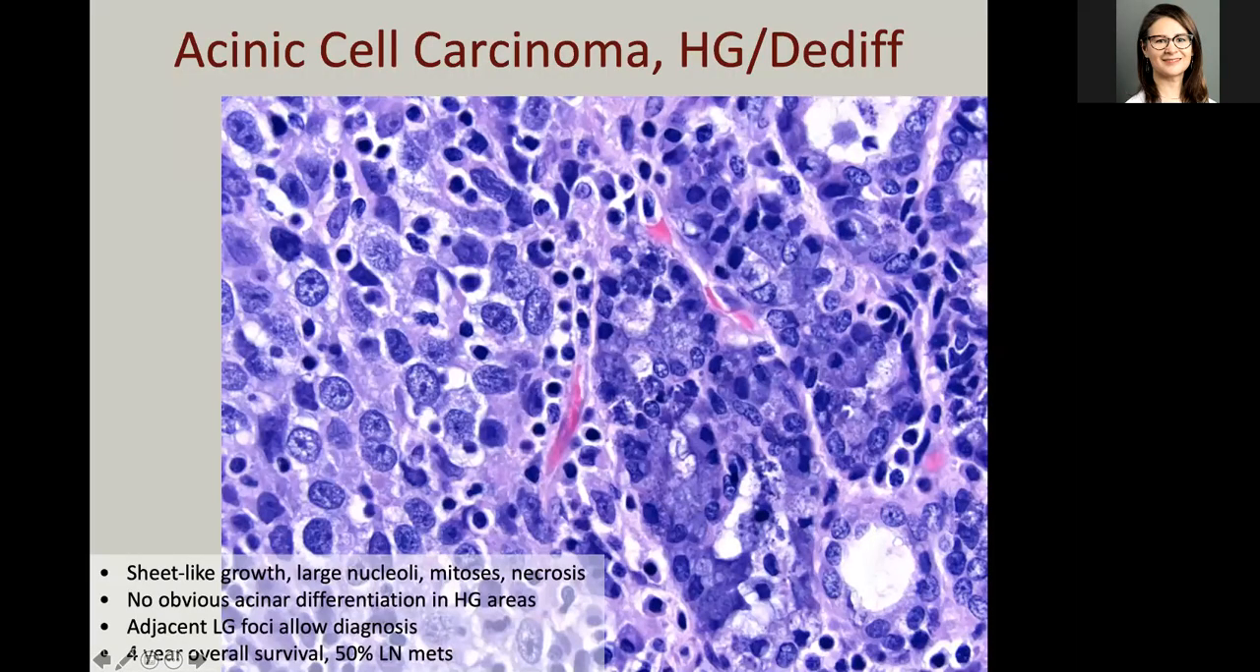Here's what high-grade acinic cell looks like. On the right, you can still vaguely see the acini of the tumor. And then on the left, again, it's just this high-grade undifferentiated carcinoma with nucleoli, mitoses, necrosis, et cetera. Very similar to our other high-grade transformed salivary type of tumors.